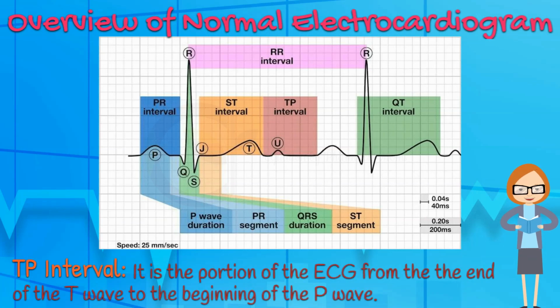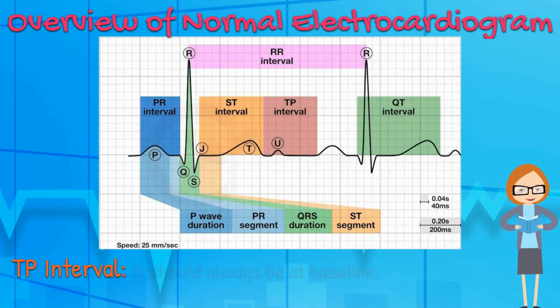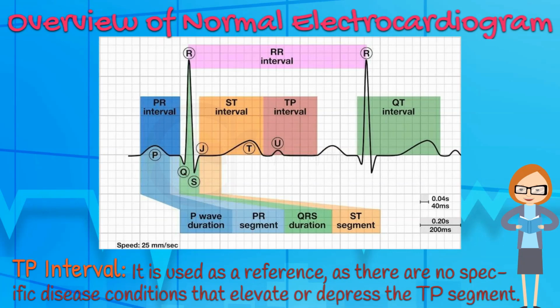The TP segment is the portion of the ECG from the end of the T wave to the beginning of the P wave. This segment should always be at baseline and is used as a reference, as there are no specific disease conditions that elevate or depress the TP segment.